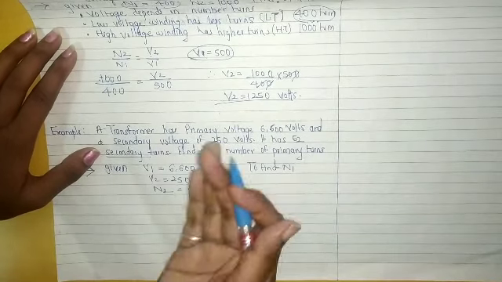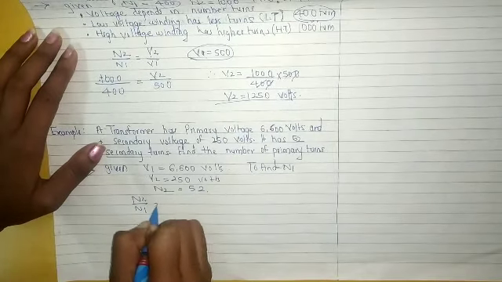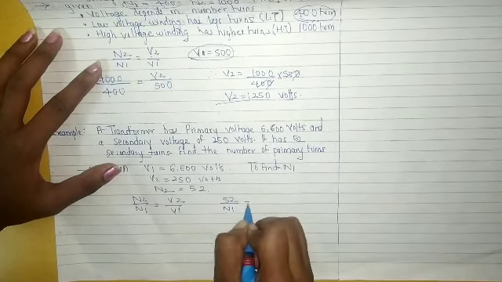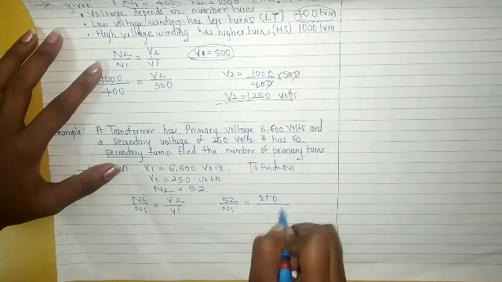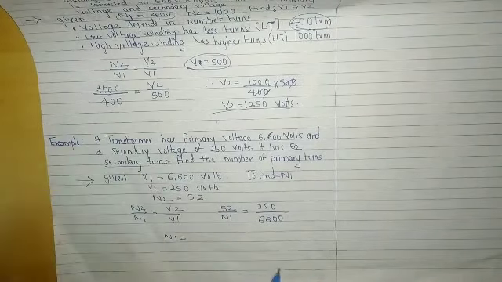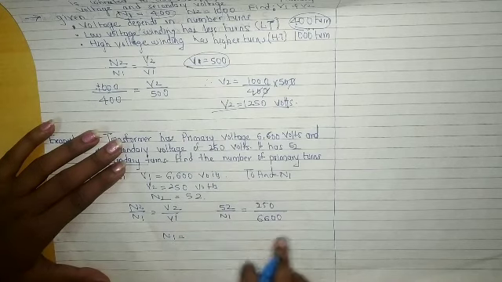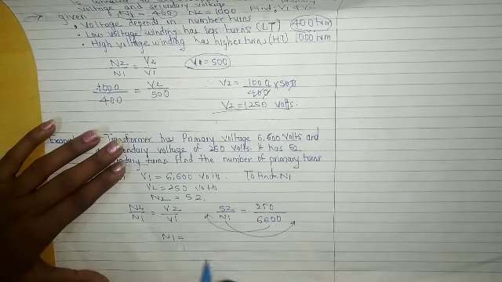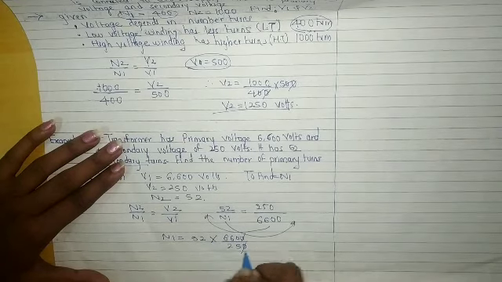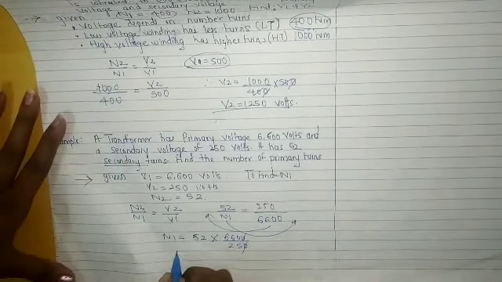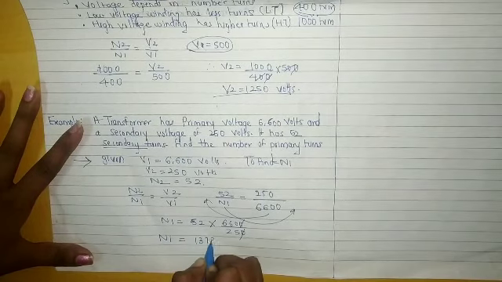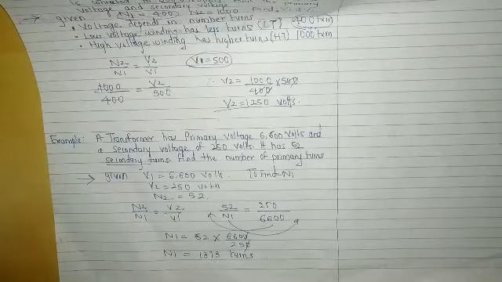So similar formula, that is N2 divided by N1 is equal to V2 divided by V1. So N2 is 52 divided by N1 is equal to, what is V2? 250 divided by 6600. Now we have to find N1. So N1 is equal to, I will transfer these values here and N1 here, right? So 52 into 6600 divided by 250. After solving this, you will get the answer for N1. So N1 has 1373 turns, right?